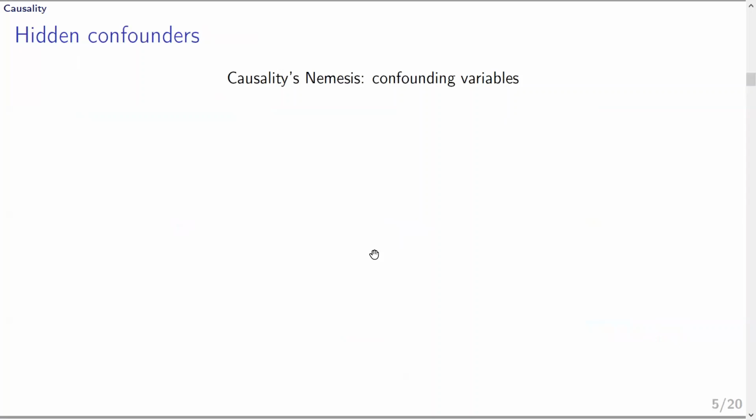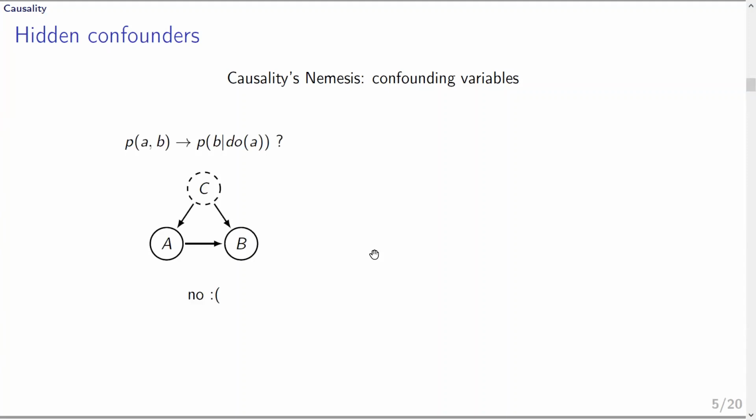Some interesting cases where you will see that do calculus is useful. The nemesis of causality is confounding variables, especially hidden confounding variables. Say that you have a system like this one. So you know there are three variables. You are interested in measuring P of B given do of A. But you know also that there is a hidden confounder. And you cannot measure it. You can only measure A and B, but you cannot measure C.